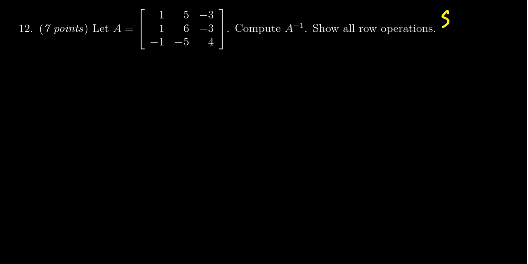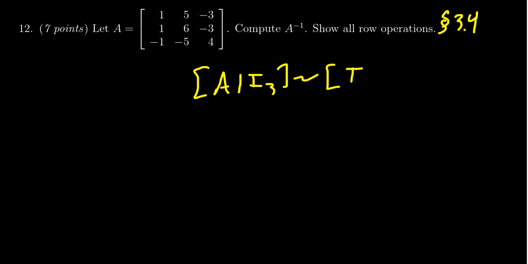So this will require the inversion algorithm we learned in section 3.4. I'm not going to ask you for a 2x2 matrix. This is the algorithm where you're going to take A, augment the identity, and then you row reduce this to the identity, augment A inverse. So some things I need to see here is that do not stop here. This is not the finish line.